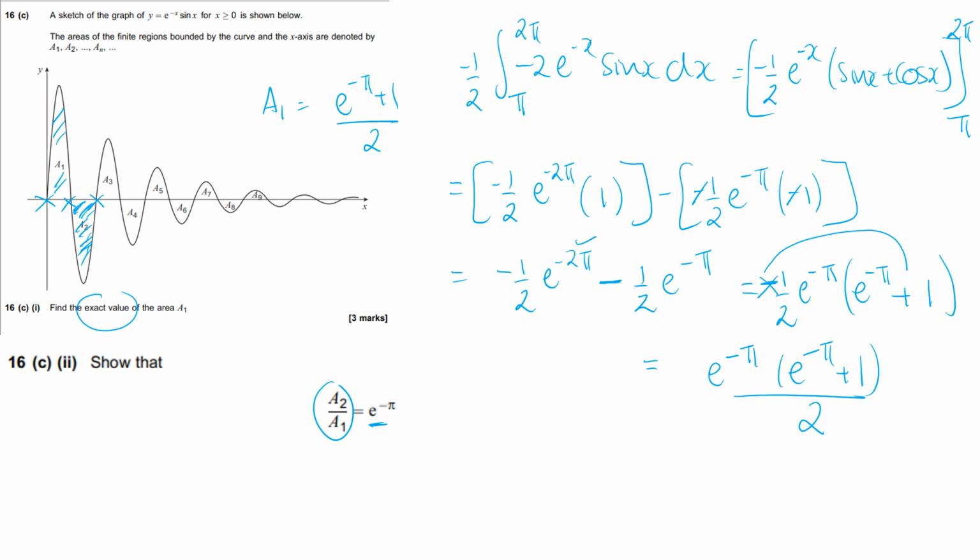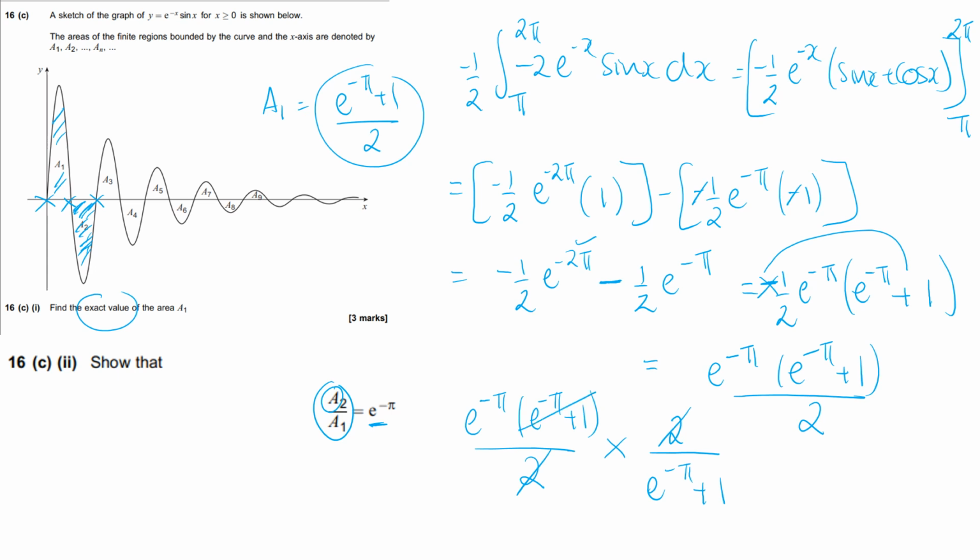So A2 over A1, because they have got the letter A, we're looking at the exact areas. We can just do A2: e to the minus pi, e to the minus pi plus 1 all over 2. Now dividing by this is going to be the same as timesing by 2 over e to the minus pi plus 1. And see what's going to happen now. The 2's are going to cancel. The e to the minus pi plus 1 is going to cancel, and we're just going to get e to the minus pi, which is what we want.